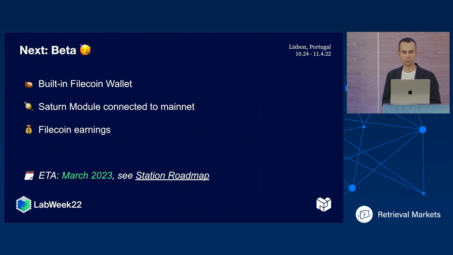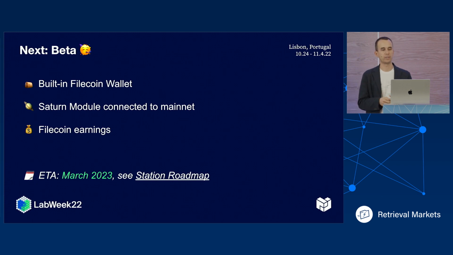Next, we are aiming to do a beta release, which will be almost fully functional, but maybe with small missing pieces to polish before a GA. It will have a built-in Filecoin wallet, so if you give this to your parents, they don't have a Filecoin address, they don't even know how to create it, then it will be all handled by the station for them. We will have the Saturn module connected to the mainnet, so it will be real, in production, handling production traffic, and there will be Filecoin earnings. Our current plan is to ship this in March next year.